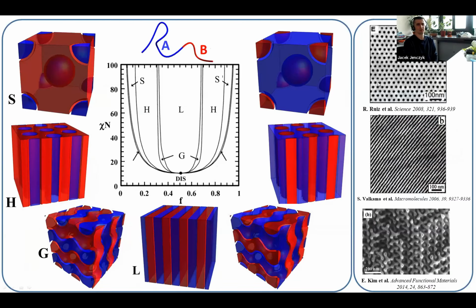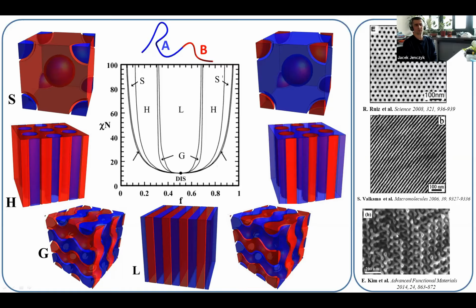On the right-hand side, you can see some experimental data. These are examples from electron microscopy graphs. On the top you have hexagonally organized cylinders. In the middle you have the sandwich lamellar-like structure, and on the bottom you have an example of this beautiful gyroidal structure.